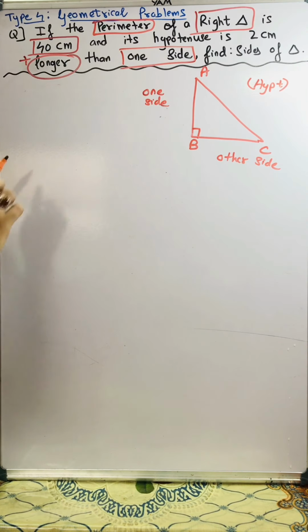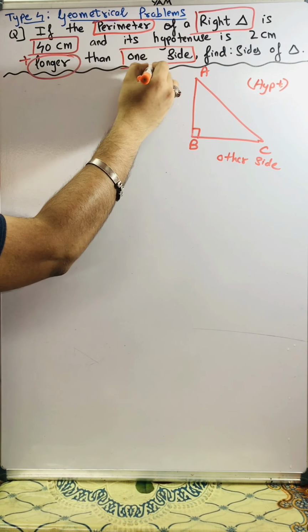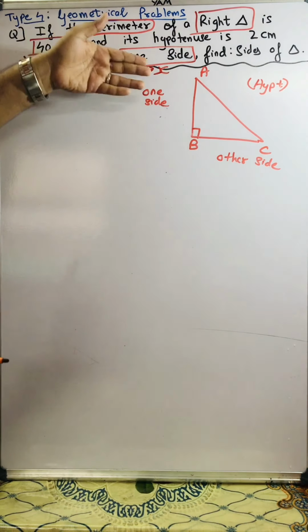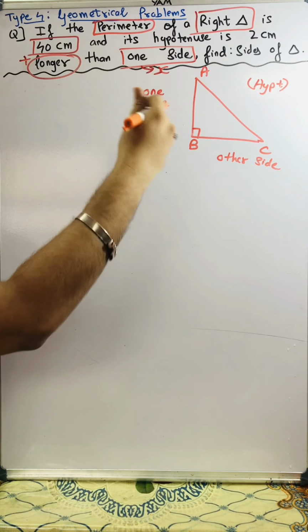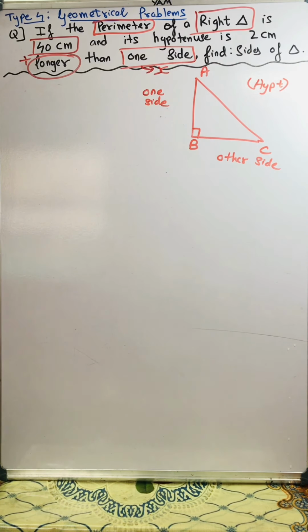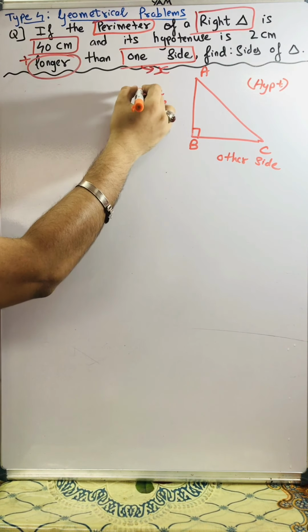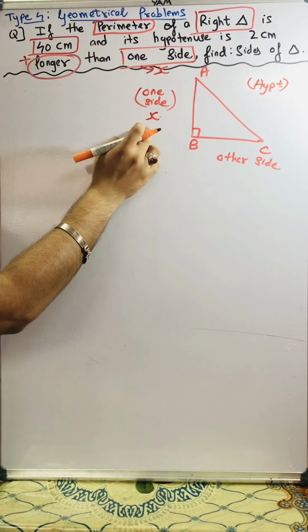So I need to suppose this one side as x, because if we know one side, then only we can judge the hypotenuse, which is plus 2. That means it becomes x plus 2. Understanding? So I am supposing that let the one side be x. Value of one side, this AB, be x.